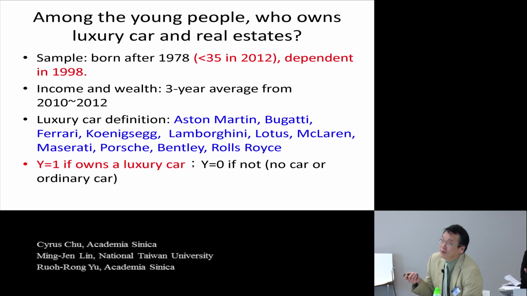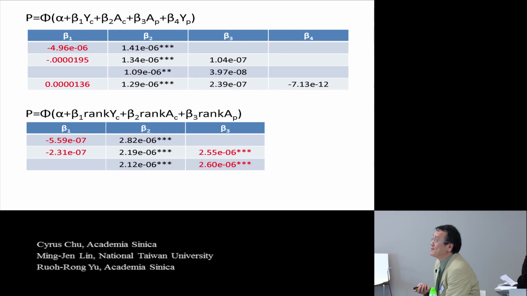And then to the luxury car, we only restrict to the following brands: Aston Martin, Bugatti, Ferrari, Koenigsegg, Lamborghini, Lotus, McLaren, Maserati, Porsche, Bentley, Rolls-Royce. I think they are expensive cars. We restrict the child to be less than 35. I want to see how young guys can own such cars.